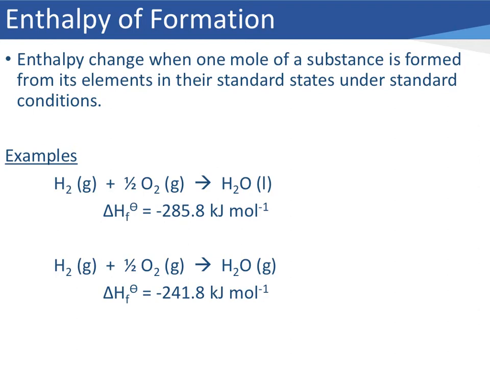So let's look at a couple examples. Hydrogen gas plus oxygen gas are the elements in their standard states reacting to form water as a liquid. Delta H of formation for this reaction is negative 285.8 kilojoules per mole. If I take hydrogen and oxygen, I react them, and I get water as a vapor, it's negative 241.8 kilojoules per mole.